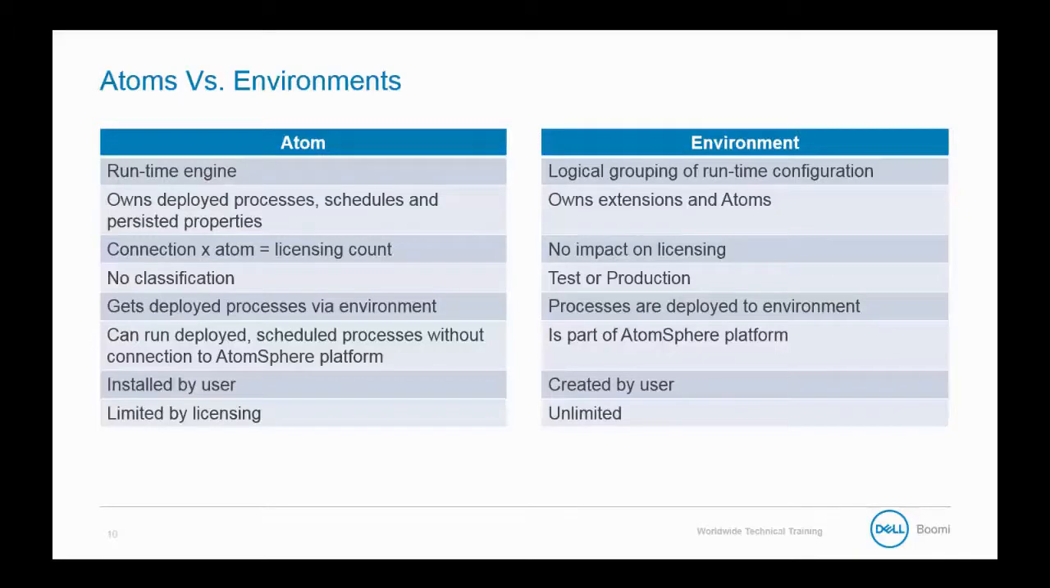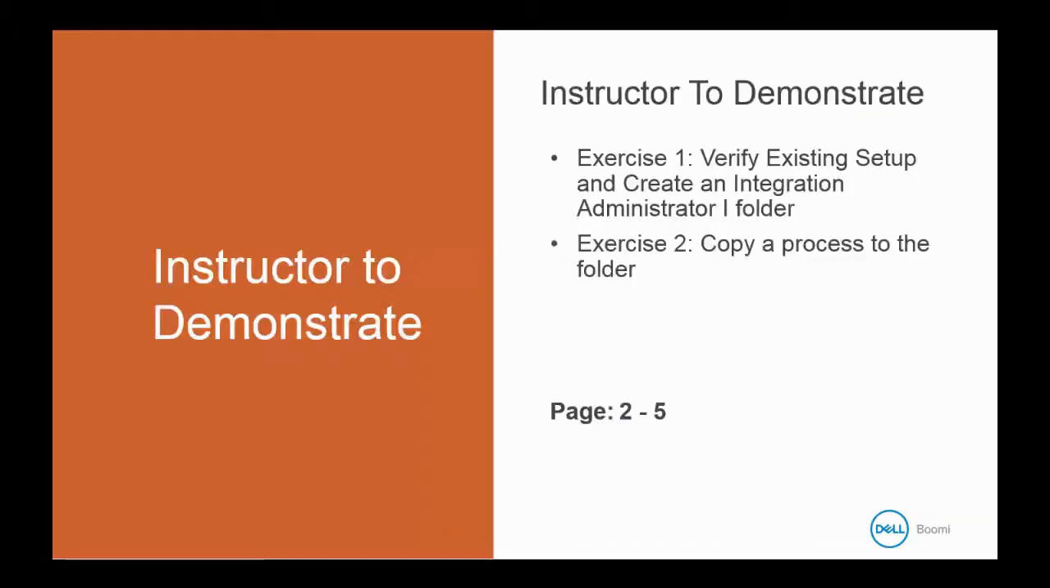So what we're going to do now is exercise number 1 and 2. We're going to verify our existing setup, and then we're going to create an integration administration 1 folder. Then we're going to copy our process, our account XML to CSV, to our new administration 1 folder. This is in your book on page 2 to 5.